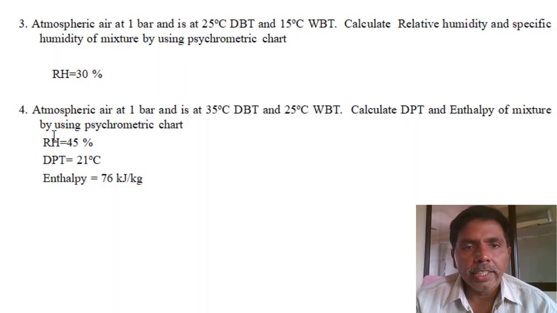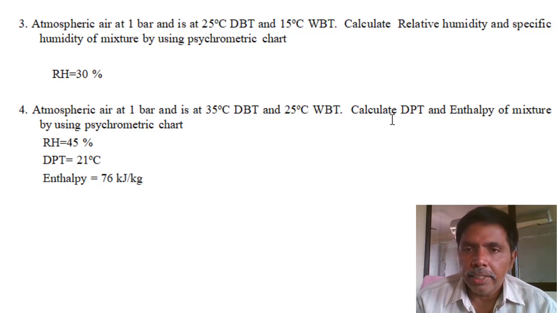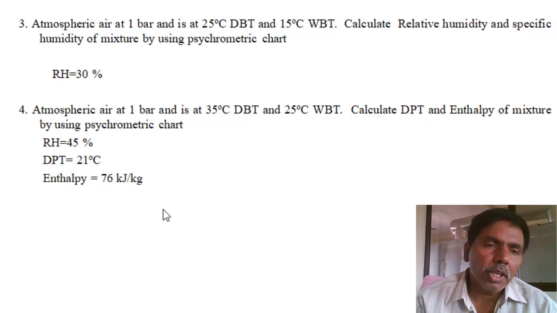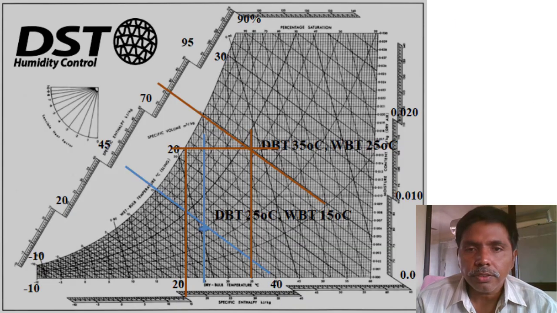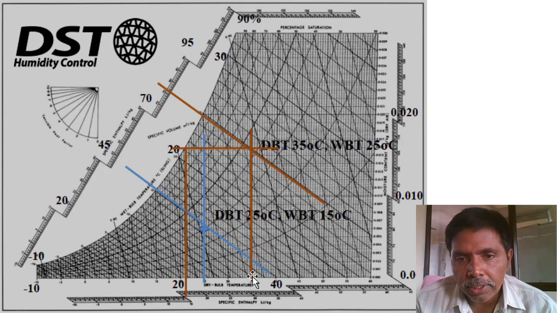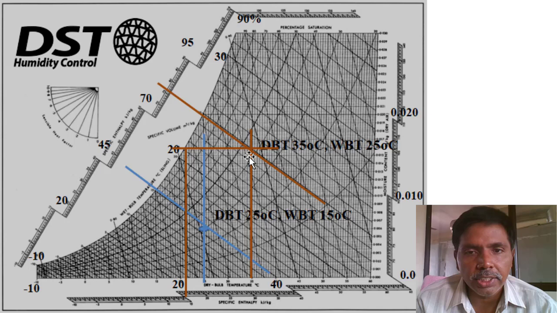Next question. Atmospheric air at 1 bar is at 35 degrees dry bulb temperature and 25 degrees wet bulb temperature. Determine the enthalpy and dew point temperature of the mixture. I determined the relative humidity also because our major measurement, relative humidity, is also required. Next one: the dry bulb temperature is 35 degrees. I changed the colors for easy identification. The wet bulb temperature is 25 degrees.